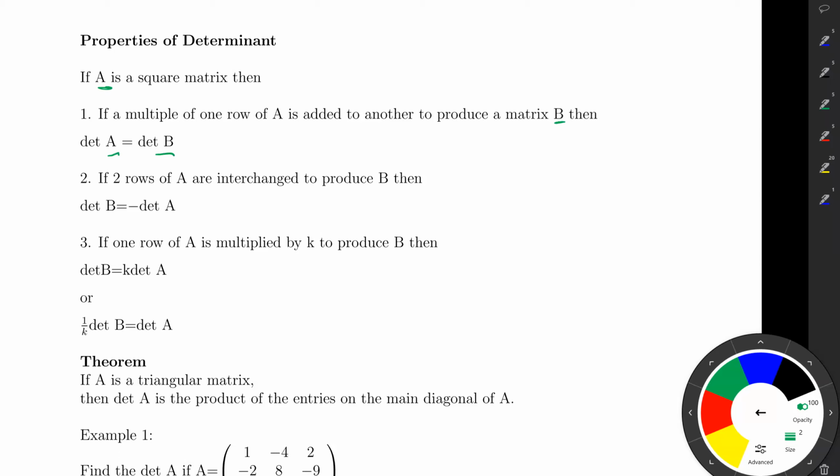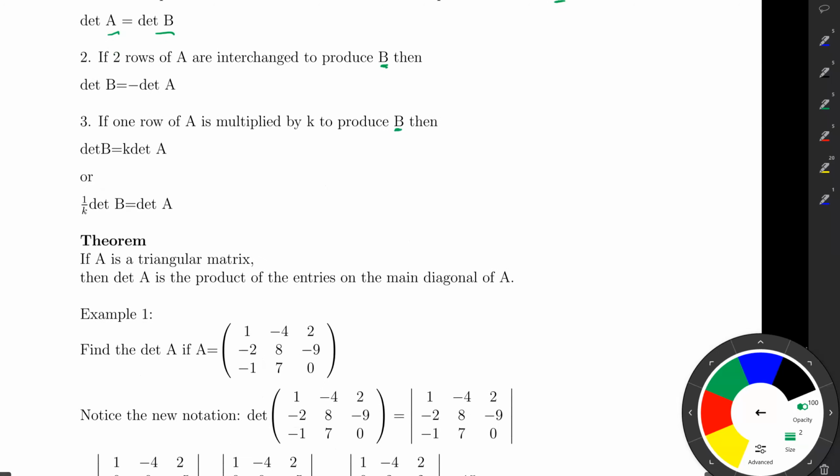If 2 rows are interchanged in A to give a new matrix B, then the new matrix B has a determinant that's the negative of the determinant of A. So some row operations change the determinant. If one row of A is multiplied by K to make a new matrix B, then the new matrix B has a determinant that's K times the determinant of A. Or you can write it like this too.